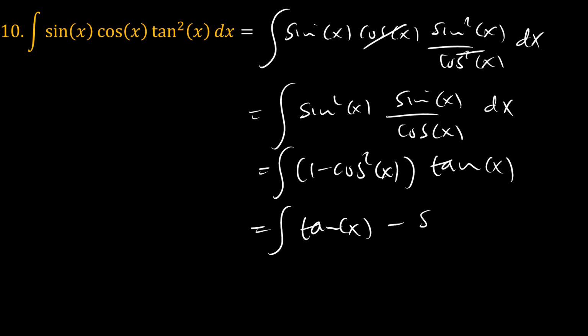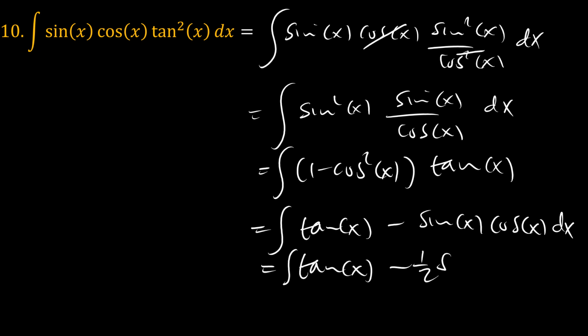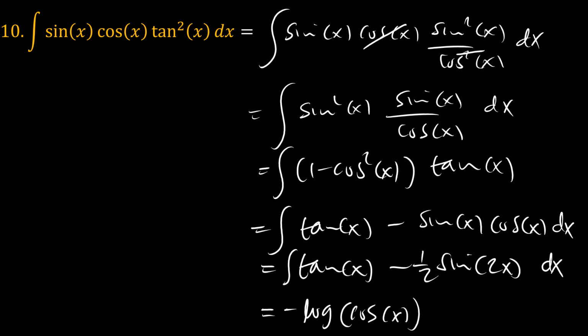minus sine of x times cosine of x, and this is the same as integral of tangent of x minus a half of sine of 2x, which is the same as negative natural logarithm of cosine of x plus a quarter of cosine of 2x plus the integration constant. And that, ladies and gentlemen, was the answer that was being sought for.